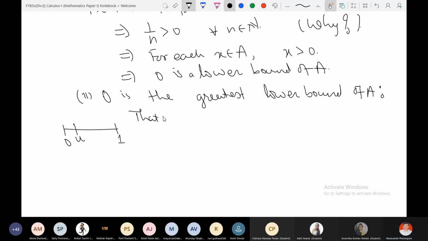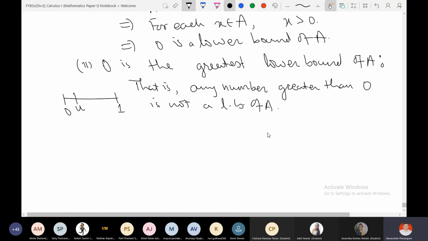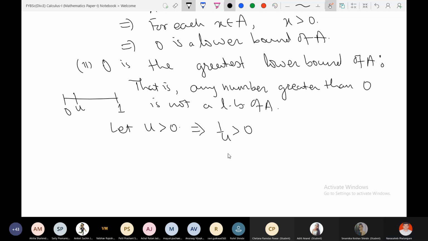That is, any number greater than 0 is not a lower bound, right? So why is any number greater than 0 not a lower bound? Let us check this. So let u be greater than 0, let u be greater than 0, then what happens? 1 by u is greater than 0, am I right?